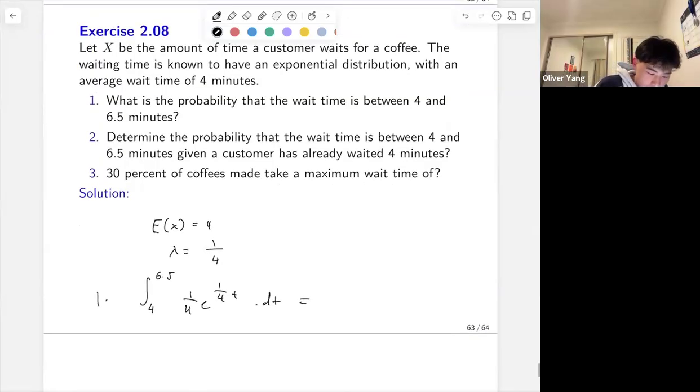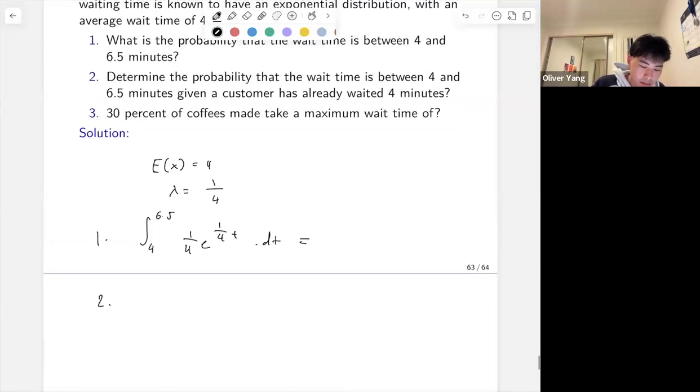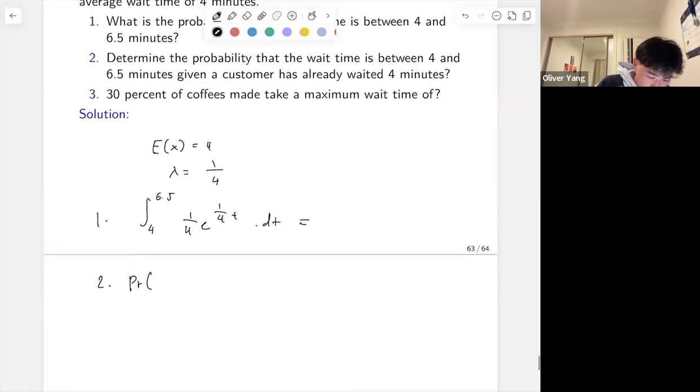Anyways, while we wait, we can do 2. So determine the probability that the wait time is between 4 and 6.5 minutes, given that the customer has already waited 4 minutes, right? So what does that mean? That's like P of 4 to 6.5, given.